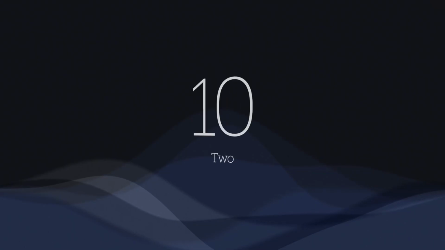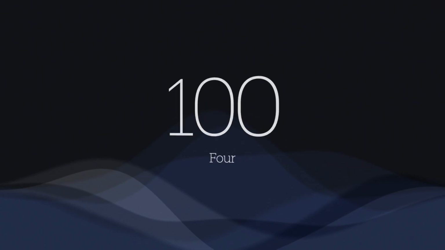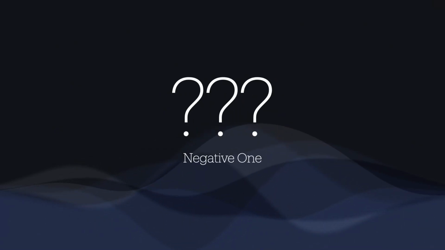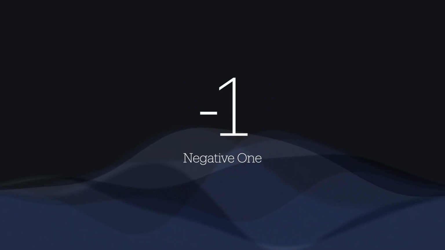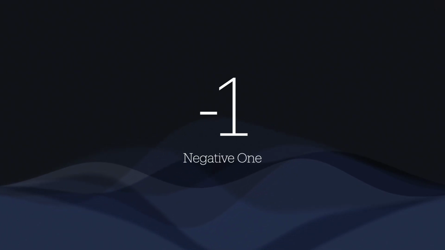This is how a computer writes 0, 1, 2, 3, and 4. But here's a question. How does a computer write -1? You may think it's obvious, and it should just look like this. However, a computer doesn't know what a negative sign is. It only knows 0 and 1, off or on. Instead, a computer writes a -1 like this.